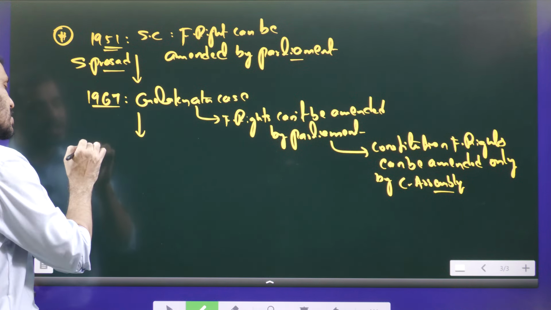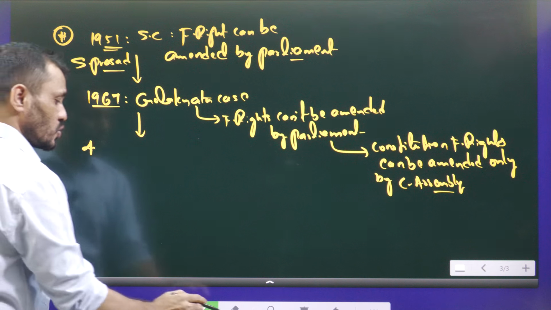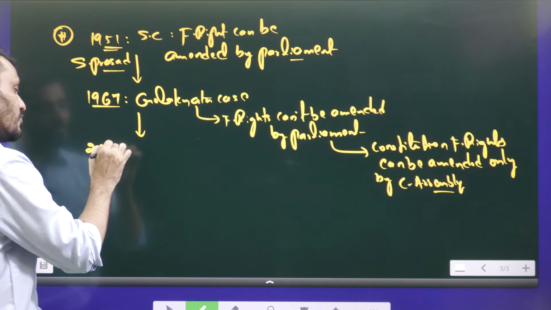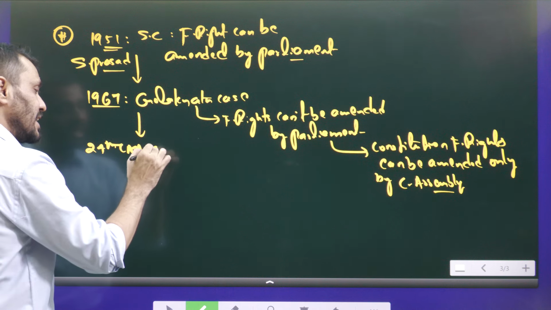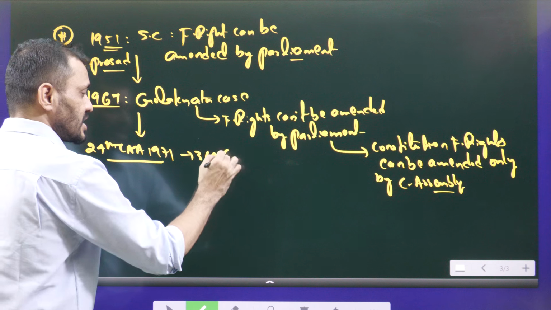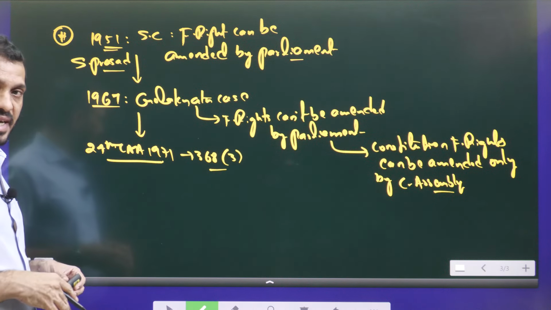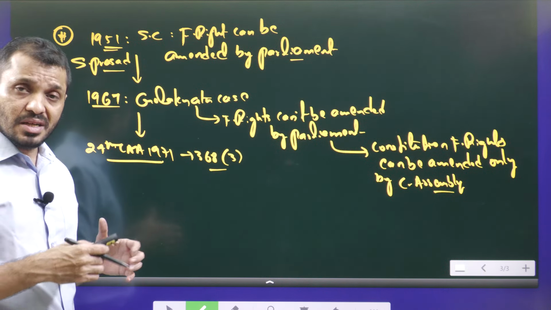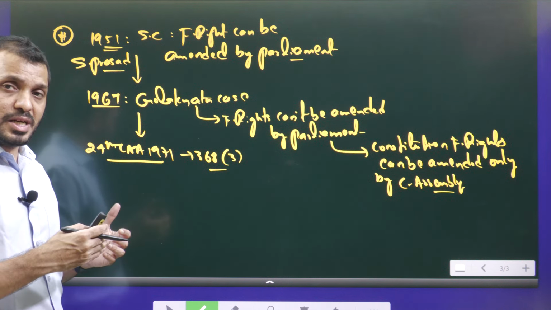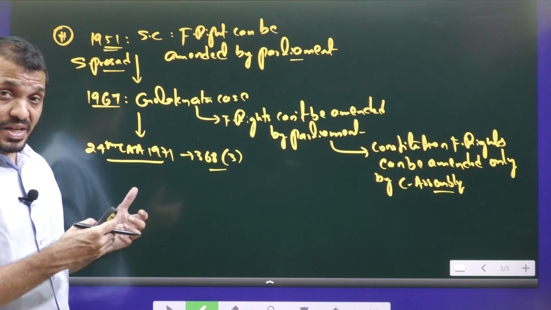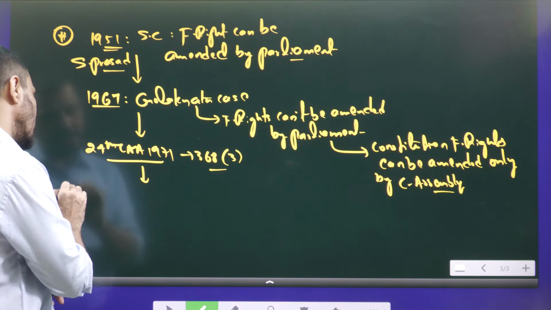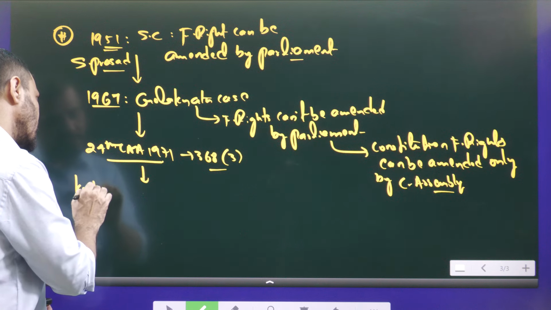Then this was challenged. To overcome this, the Indira Gandhi government came up with the 24th Constitution Amendment Act 1971. Through this they added Article 368 Clause 3, saying that a constitutional amendment does not come under the definition of law, so through a constitutional amendment we can do anything, and even violate the fundamental rights. And this was challenged in the Keshavananda Bharati case.